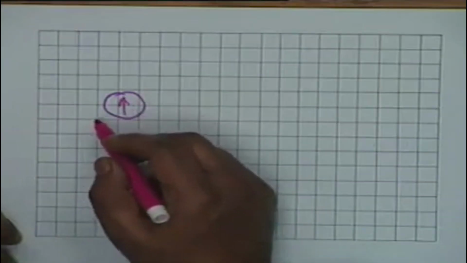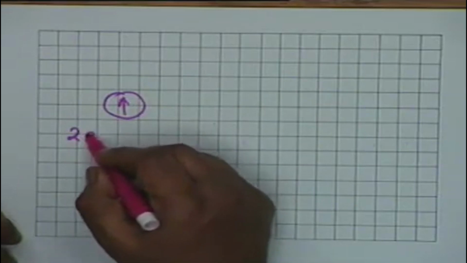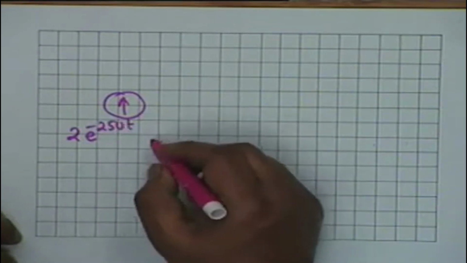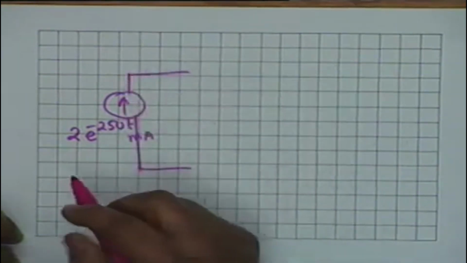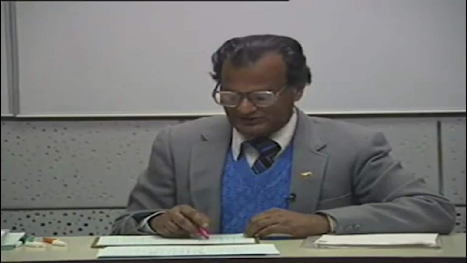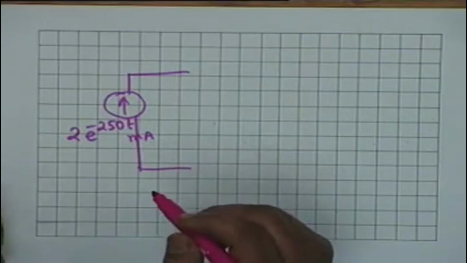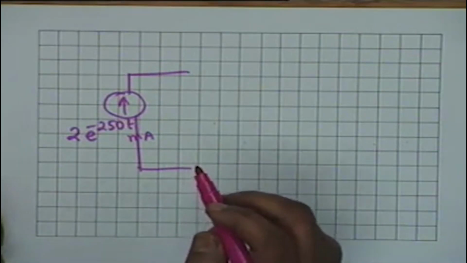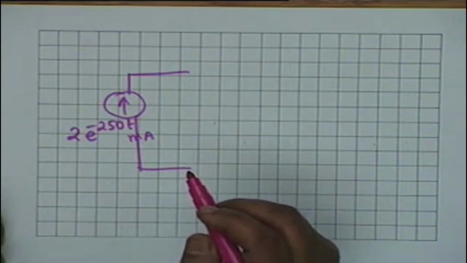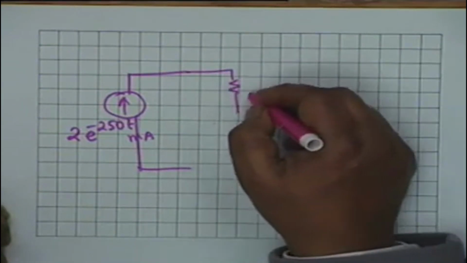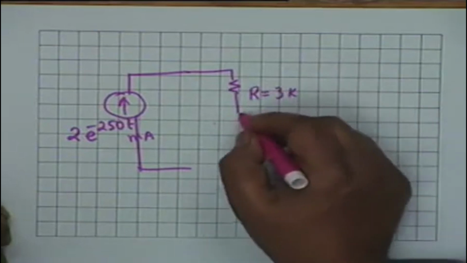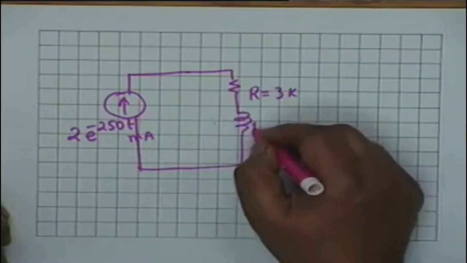I have a current generator which generates 2 times e to the minus 250 t milliamperes. Okay, a current generator which generates not a constant value, but it varies with time. Therefore, it's a current signal 2 e to the minus 250 t milliamperes. What is the time constant? 1 by 250. That is 0.004 seconds. Okay. And this is passed through a series combination of a resistance R, which is 3K, and an inductor L, which is 4 Henry.